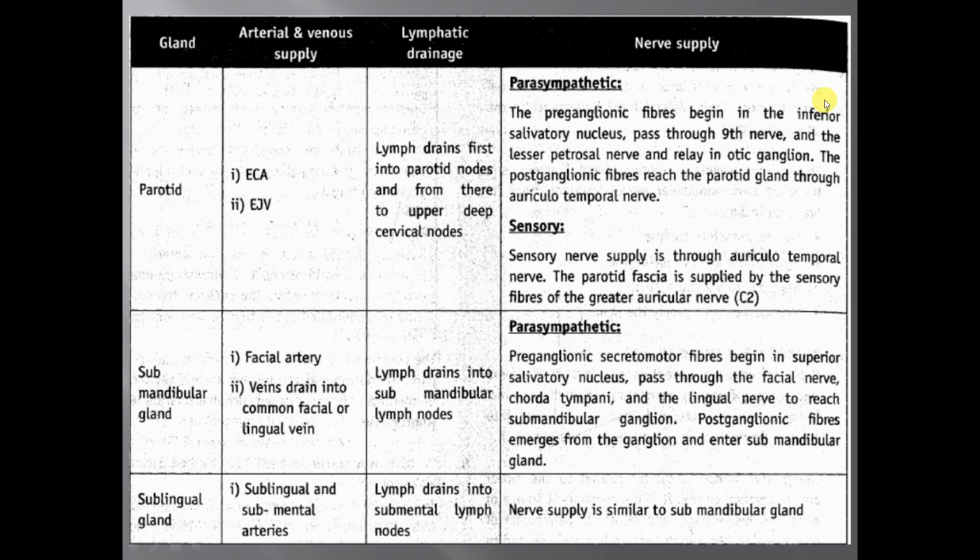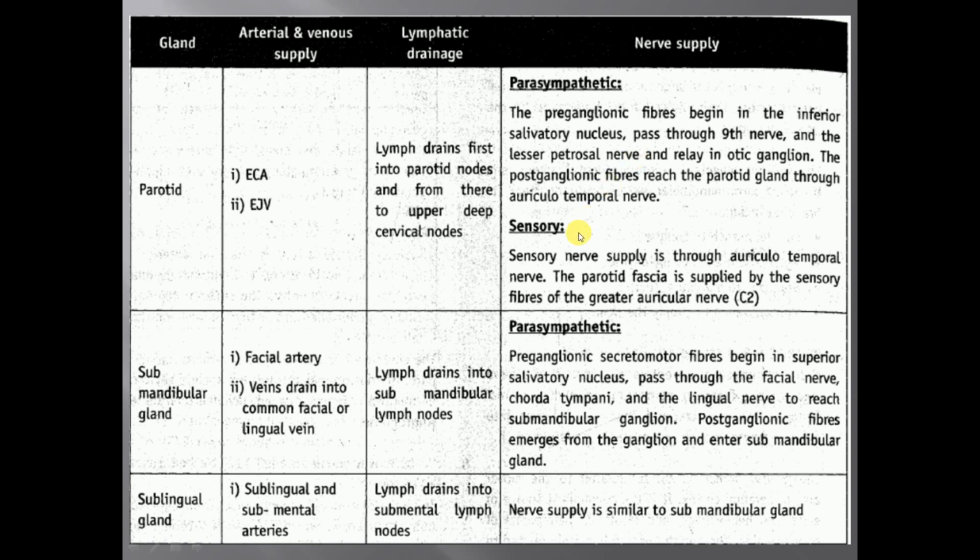I have already told you about the parasympathetic, that the parasympathetic innervation to the parotid gland has a complex path. It begins from the ninth cranial nerve, that is the glossopharyngeal nerve, and the nerve synapses with the otic ganglion. The otic ganglion is a collection of neuronal cell bodies, and then the auriculotemporal nerve carries the parasympathetic fibers from the otic ganglion to the parotid gland.